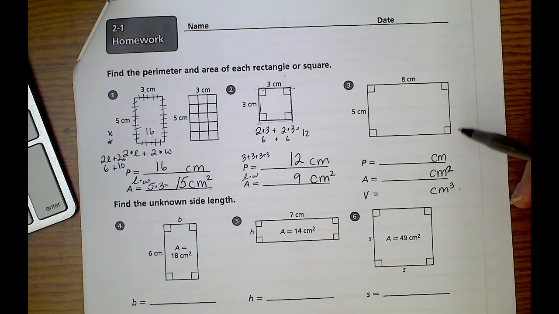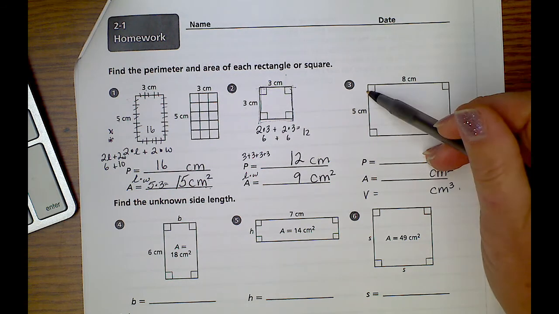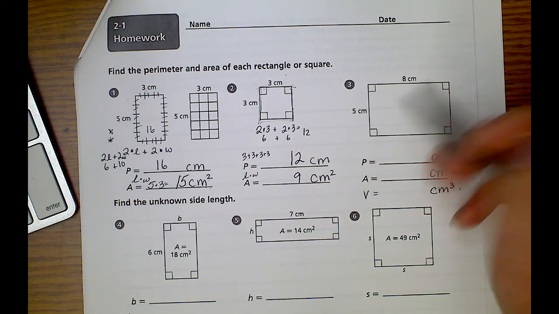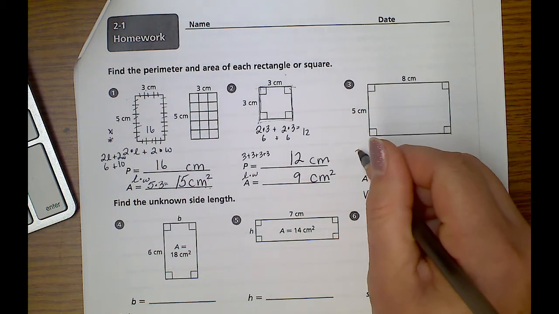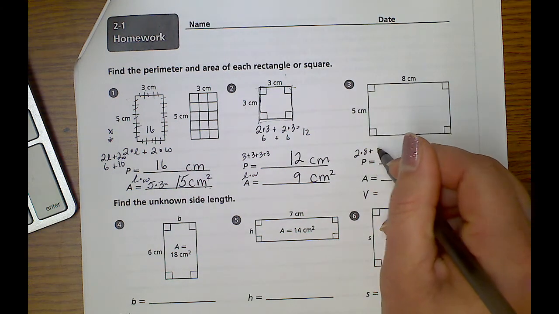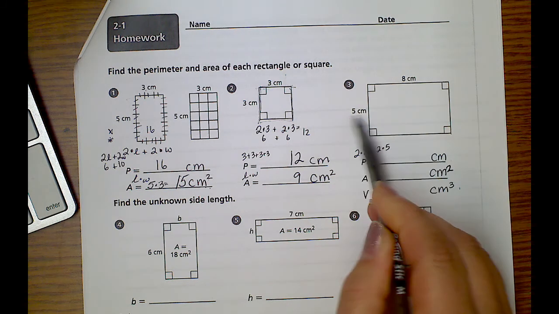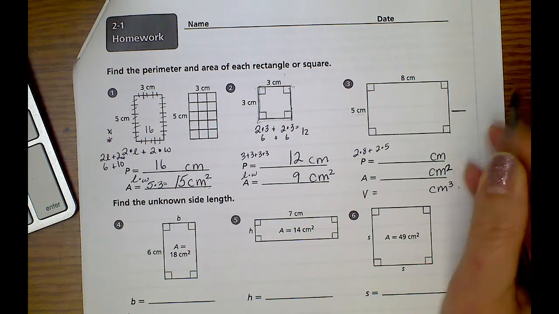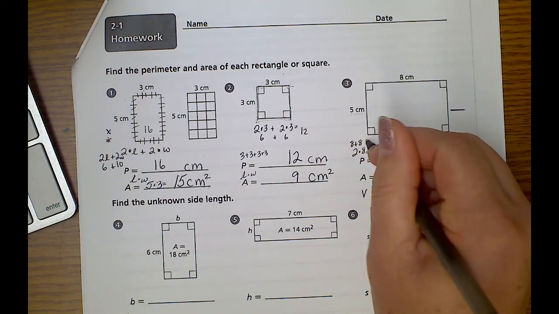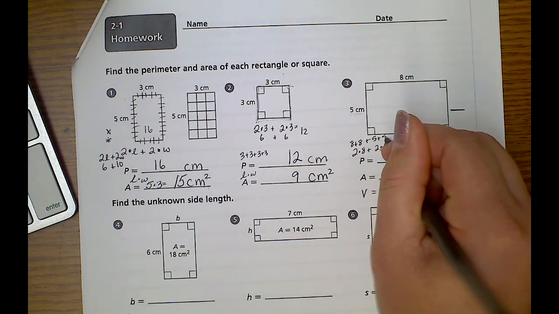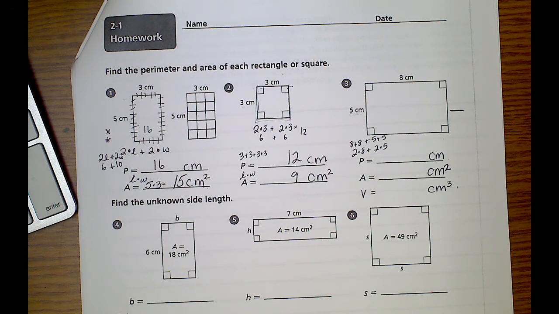Next, we have 5 centimeters and 8 centimeters. So if we're going perimeter, we can do 2 times 8 plus 2 times 5. And remember, we're getting this number because there's a 5 here and there's a 5 here. You could also just say 8 plus 8 plus 5 plus 5. It really doesn't matter.